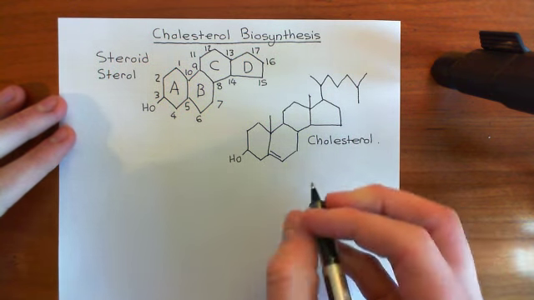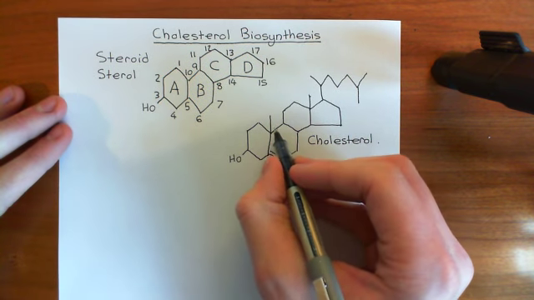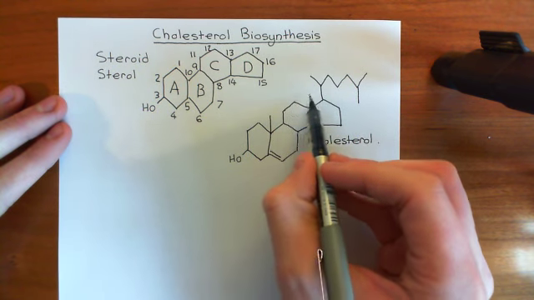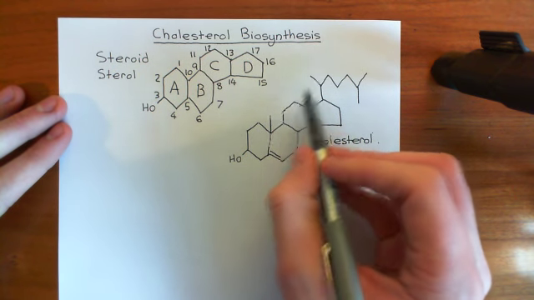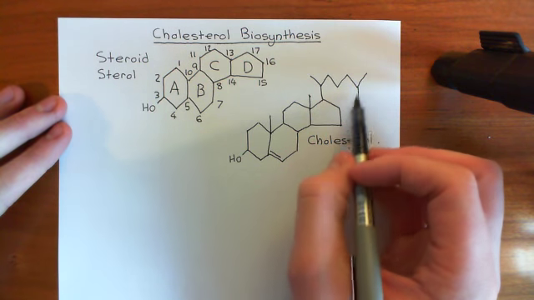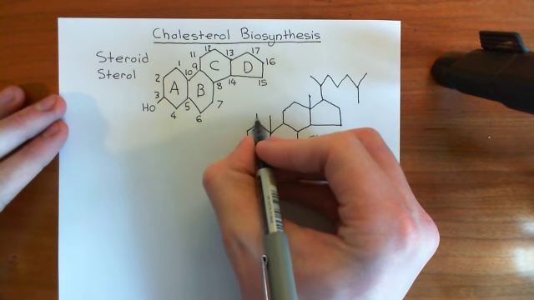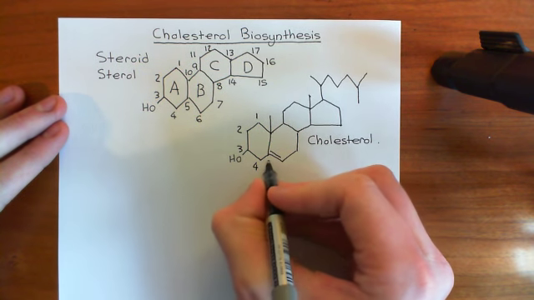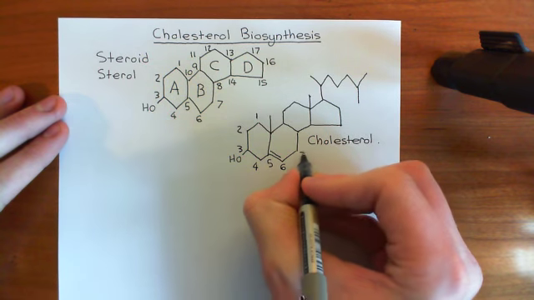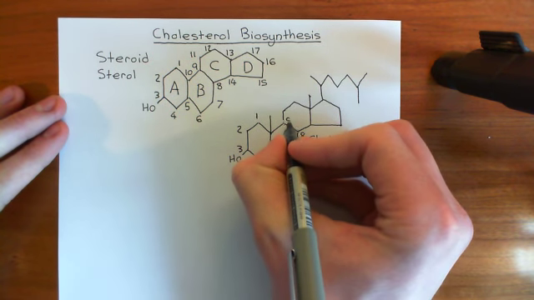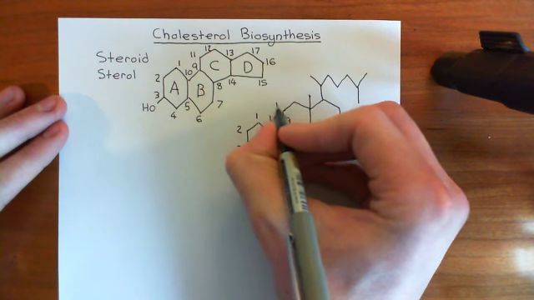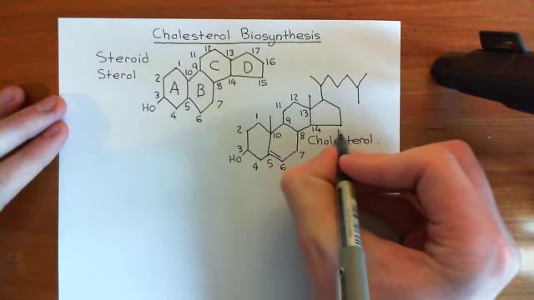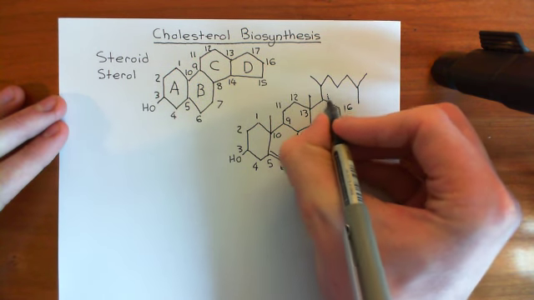So what I now want to do is revisit the numbering system for the carbons within a steroid structure and extend our numbering system so that it includes the carbons of these methyl groups and then the carbons of this side chain up here. So, this carbon is still called 1, then we've got 2, 3, 4, 5, 6, 7, 8, 9, 10. Then we've got 11, 12, 13, 14, 15, 16, 17.